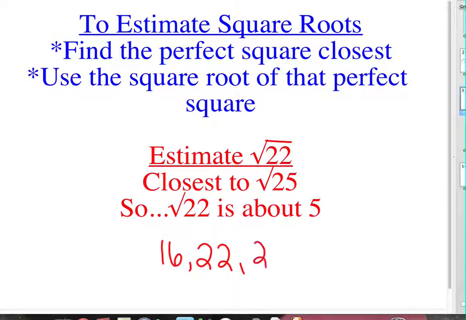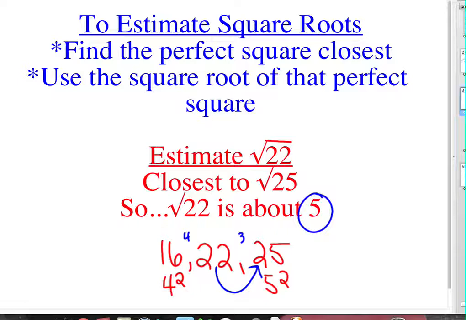16 and 25 are perfect squares, right? This is 4 squared. This is 5 squared. And somewhere in between there is the number 22. So now you have to ask yourself, 22 is closest to what? Is it closer to the 16 or is it closer to the 25 if you were to be counting? Well, let's see. 22 is 4 away from 16. And 22 is only 3 away from 25. So I'm going to say this is closest to 25. So the square root of 22 is about the square root of 25, and that answer is 5.